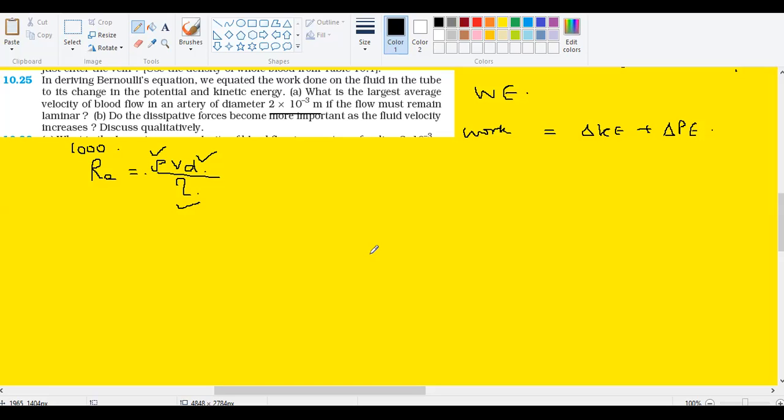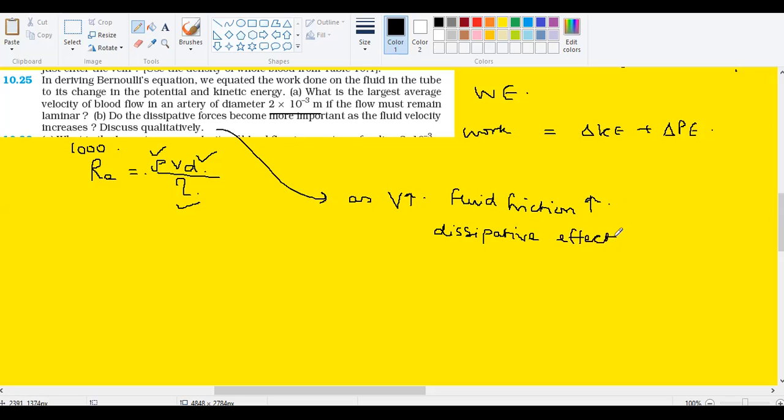So you can discuss qualitatively: as velocity increases, fluid friction increases, which means dissipative effects will also be high. If you're wondering what a dissipative effect is, it's nothing but heat loss.